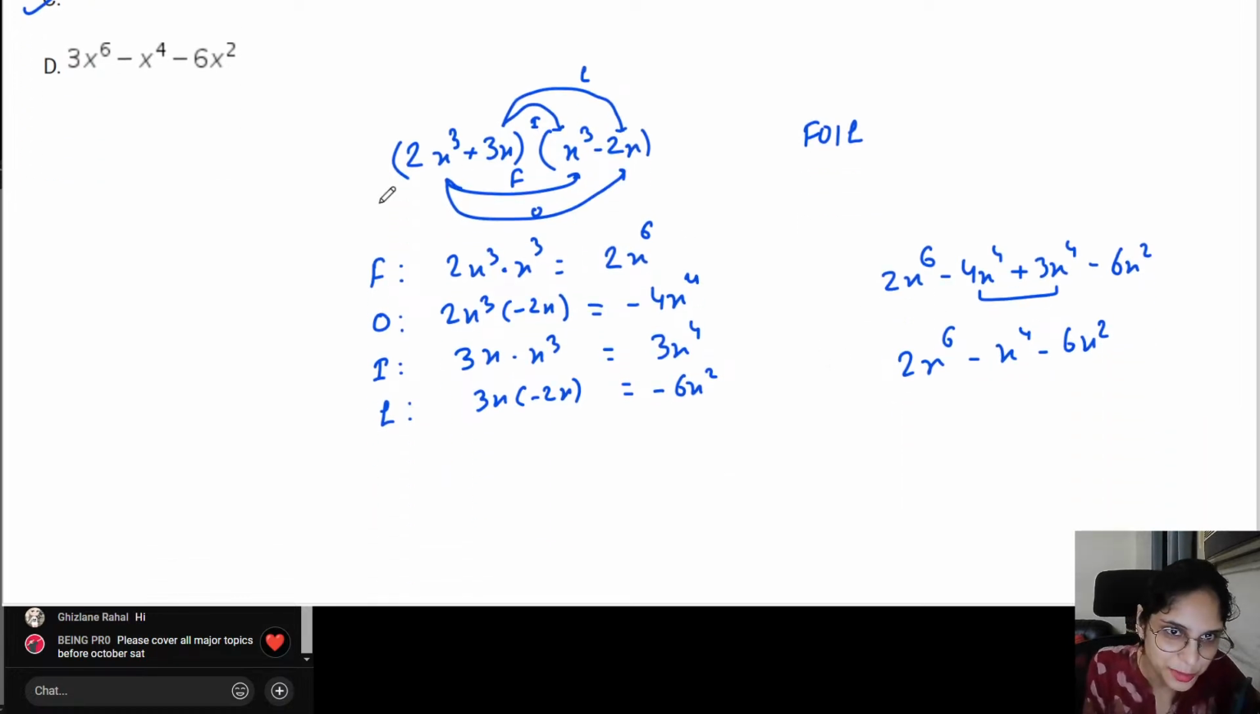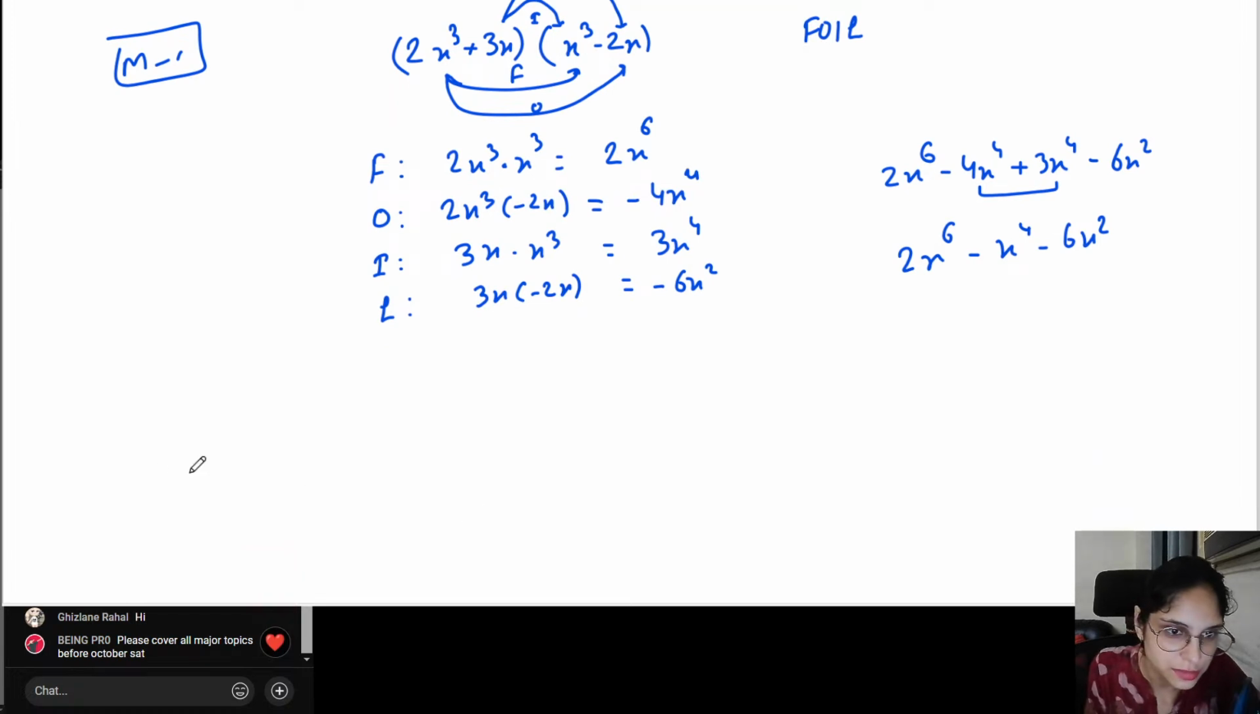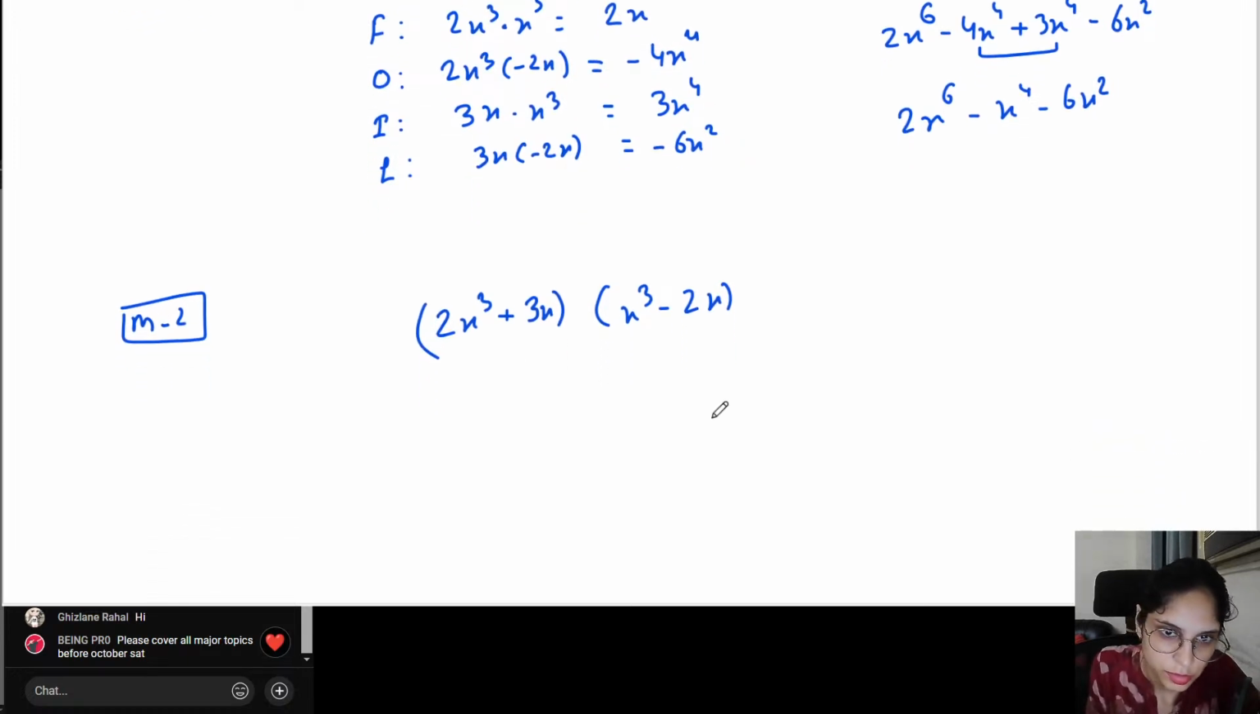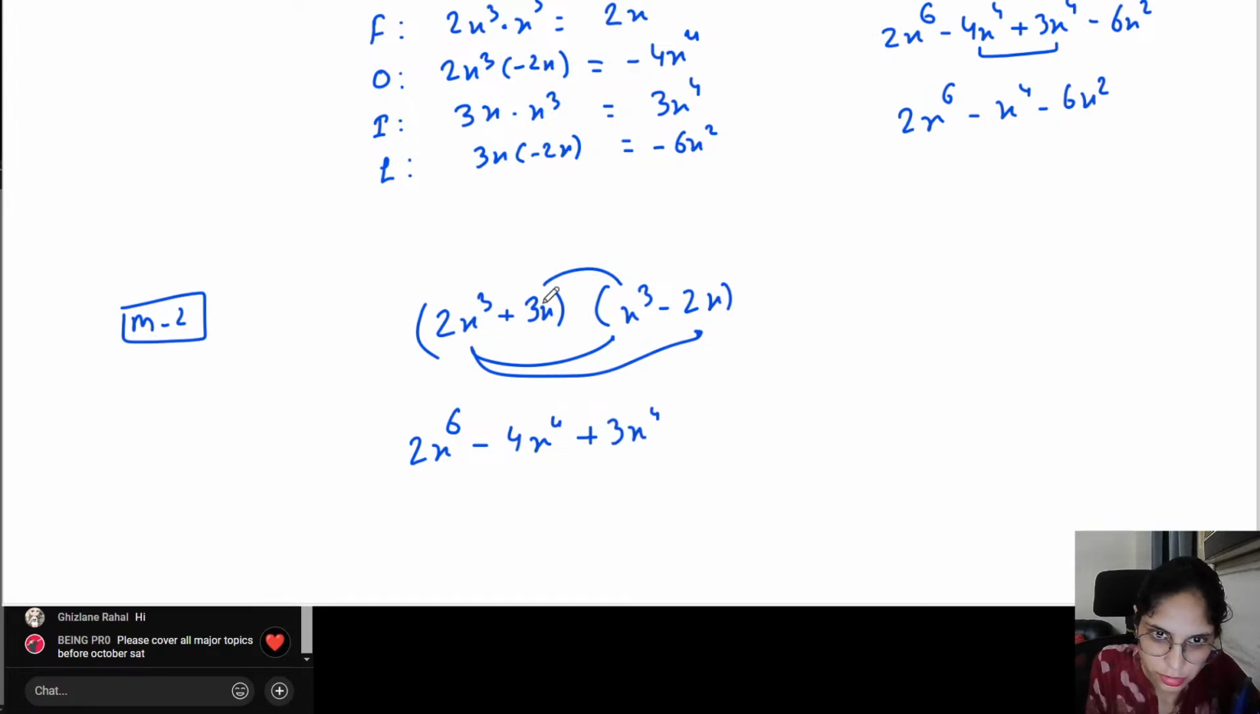And we as Indians, we don't like to waste time. So how we do it, I will also tell you that. We don't write FOIL like this. We do the exact same thing. So I'll multiply these two together, 2x to the power 6. 3 plus 3 is 6. Now I'll multiply these two together. There is a negative sign, 2 times 2, 4x to the 4th. Now these two together, plus 3x to the fourth. Now these two together, negative 6x squared. Now combine. It's essentially the same thing, but I'm not writing too much.